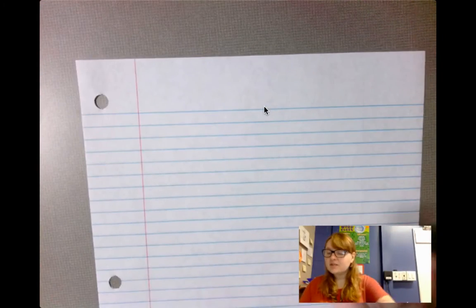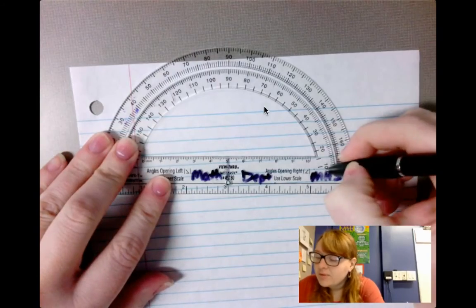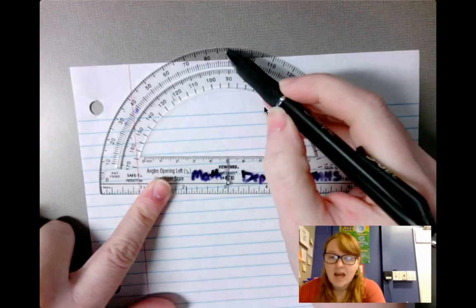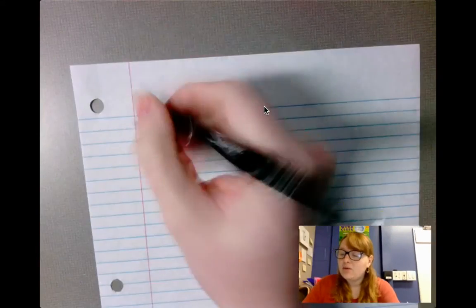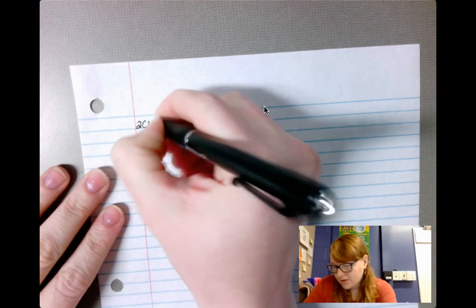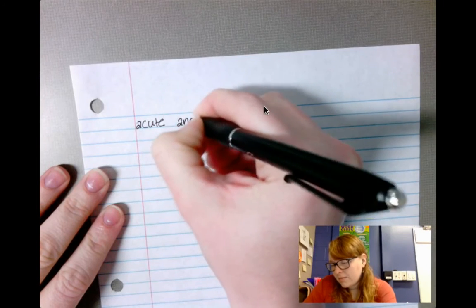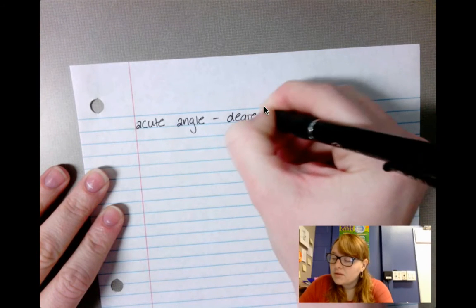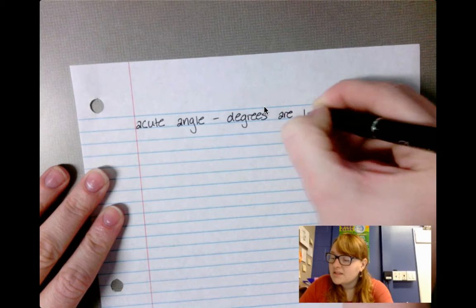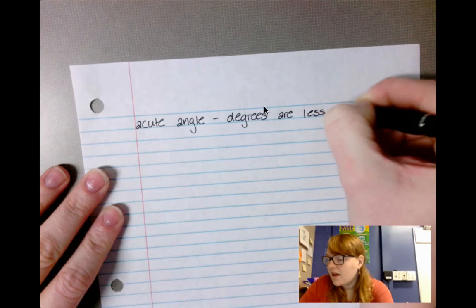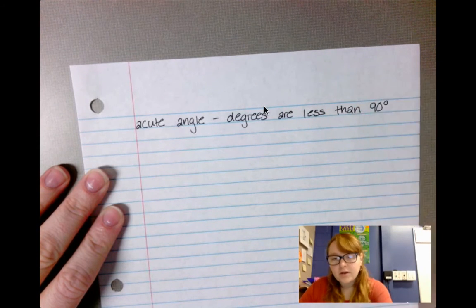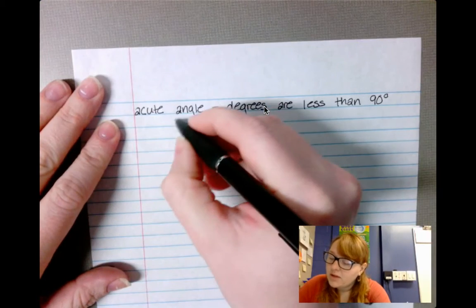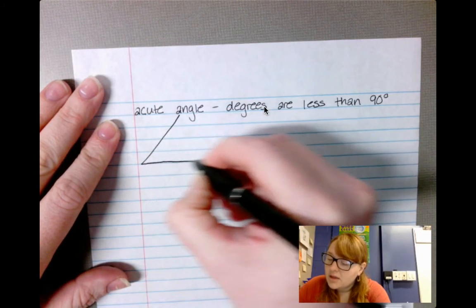If an angle is between 0 and 89, then it is called an acute angle. I'll do an example too. This is called an acute angle when the degrees are less than 90 degrees. So anything less than 90 degrees is an acute angle. An example of an acute angle is this.